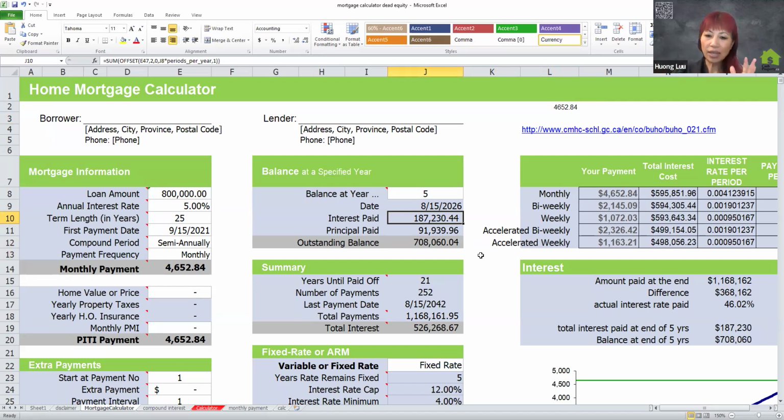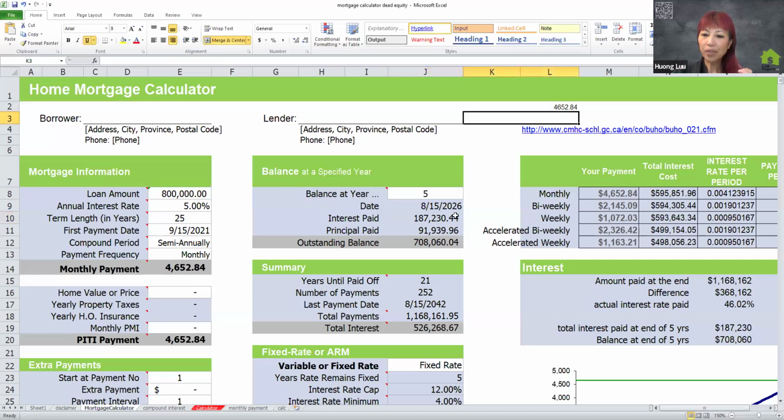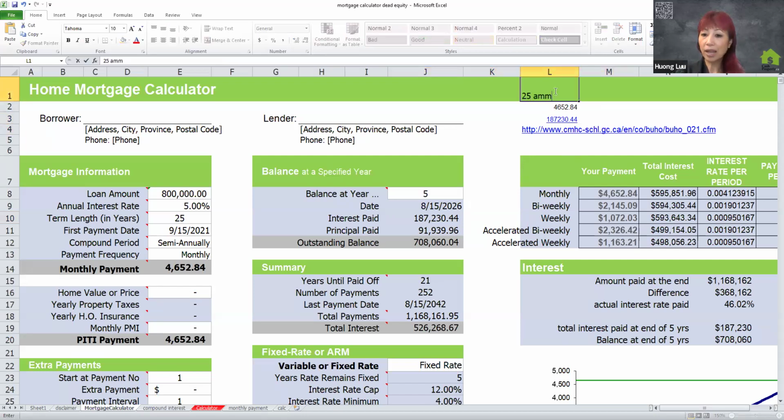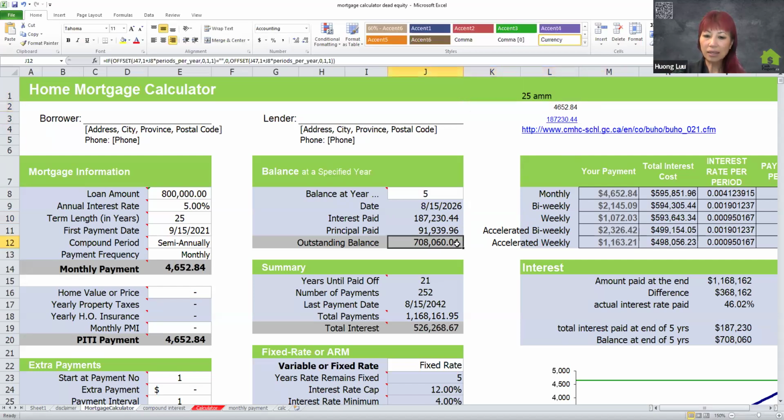The interesting thing here is to look at your interest payment, which is $187,230.44. I'm just going to put that number there. So this right now is for the 25-year amortization. I'm just putting that up there. And your outstanding balance is $708,000, which is fine. And the total interest that you would have paid until the very end is 526.